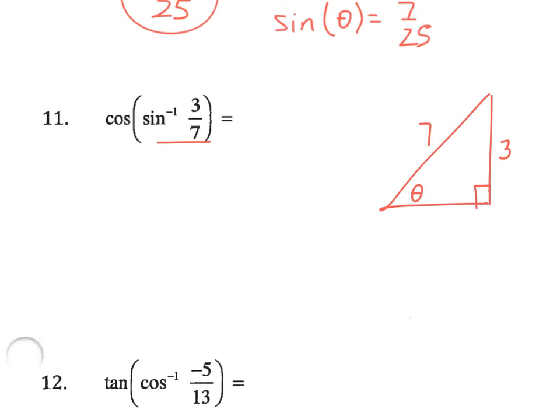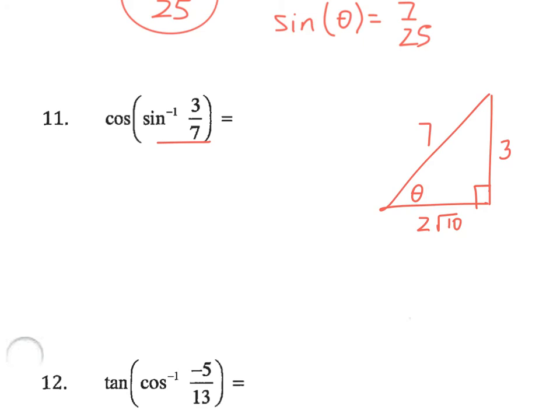All right, so the very first thing I'm going to have to do is figure out what the third side is. We're going to use the Pythagorean theorem, right? So 7 squared is 49, 3 squared is 9, giving me 49 minus 9, which is 40. Square root of 40, I can simplify down to 2 root 10. Everybody good with that?